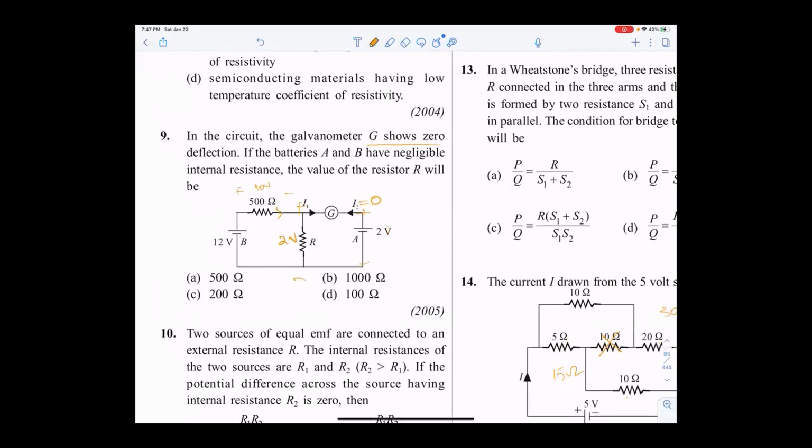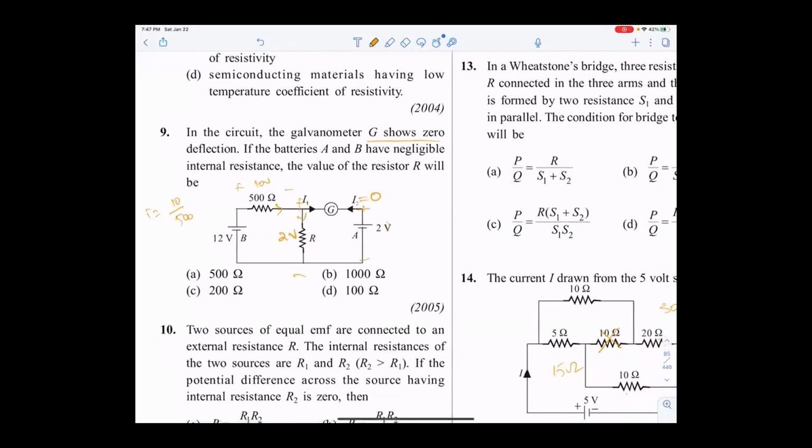And what is the current? So what is the current, guys? I is equal to V by R, 10 by 500. Right? The same current goes into this because I2 is 0. So I1, I2 both are zeros. There is nothing going inside. So the voltage across R is 2. So V is equal to IR. 2 is equal to I into R. What is I? 10 by 500 into R. Agreed? R is equal to 100 ohms. He gave galvanometer G shows 0 deflection. So current in this is 0.